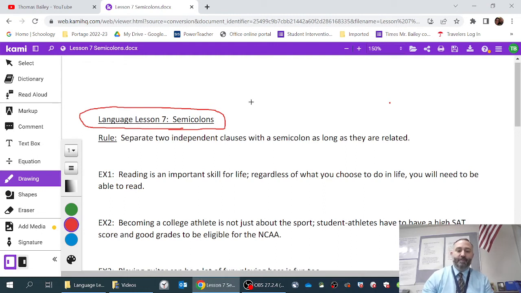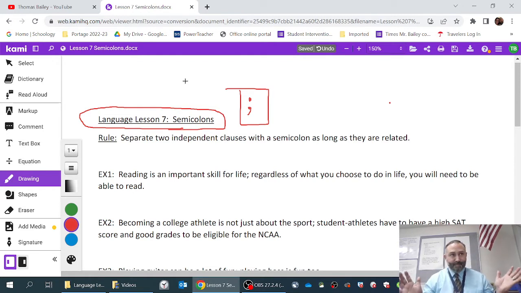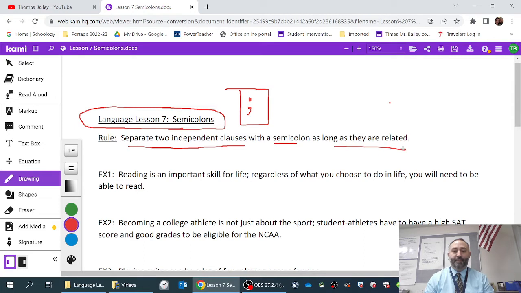So in case you're wondering, a semicolon is ye old dot over a comma. That right there is what a semicolon looks like. And the rule to use this is so simple, it actually surprised me when I found out what it was. The rule is that you separate two independent clauses with a semicolon as long as they're related.